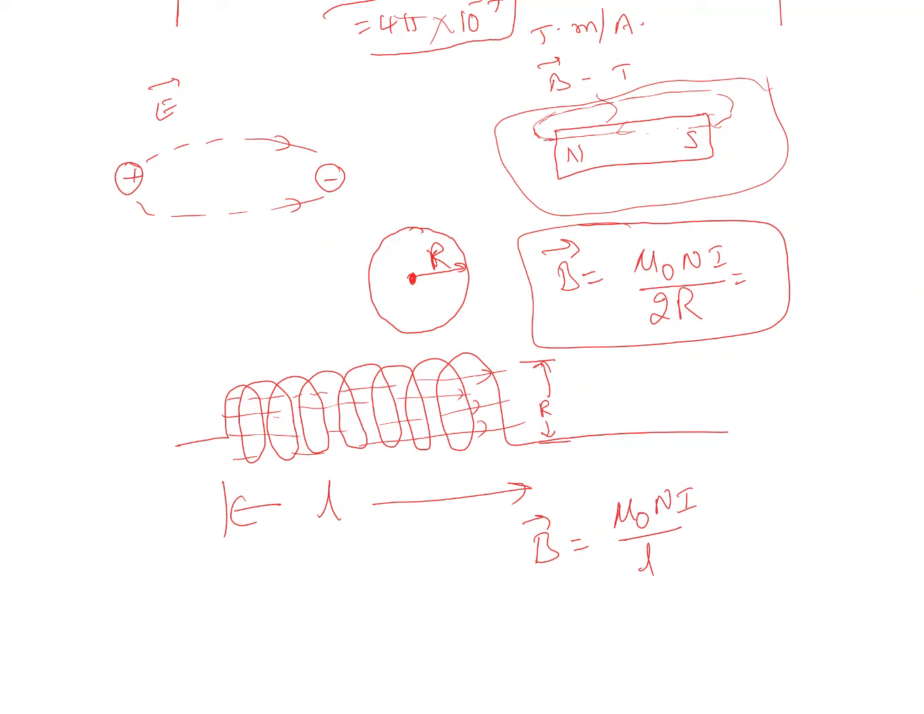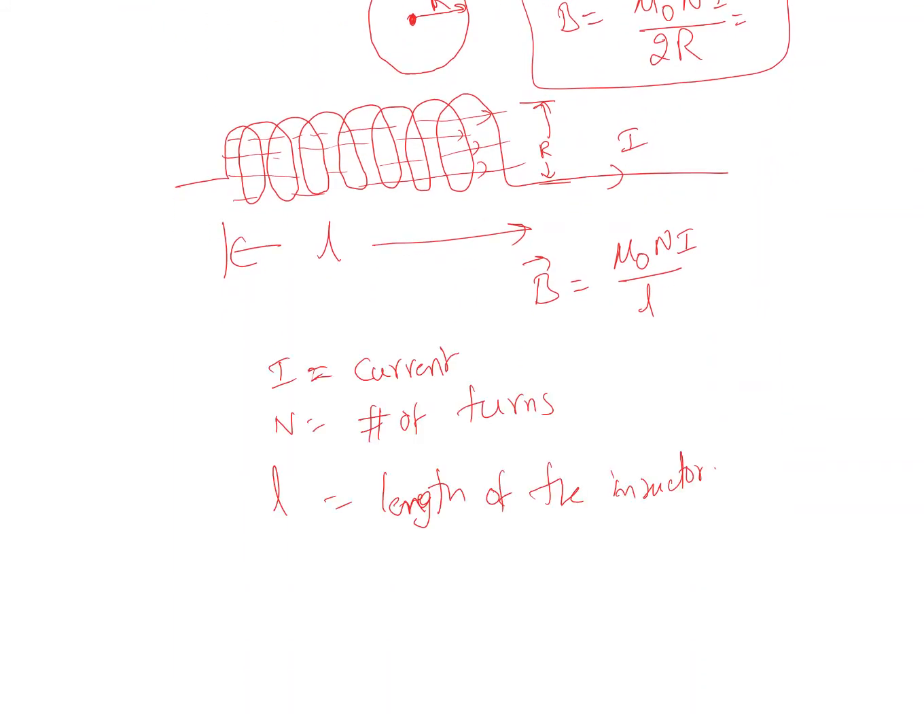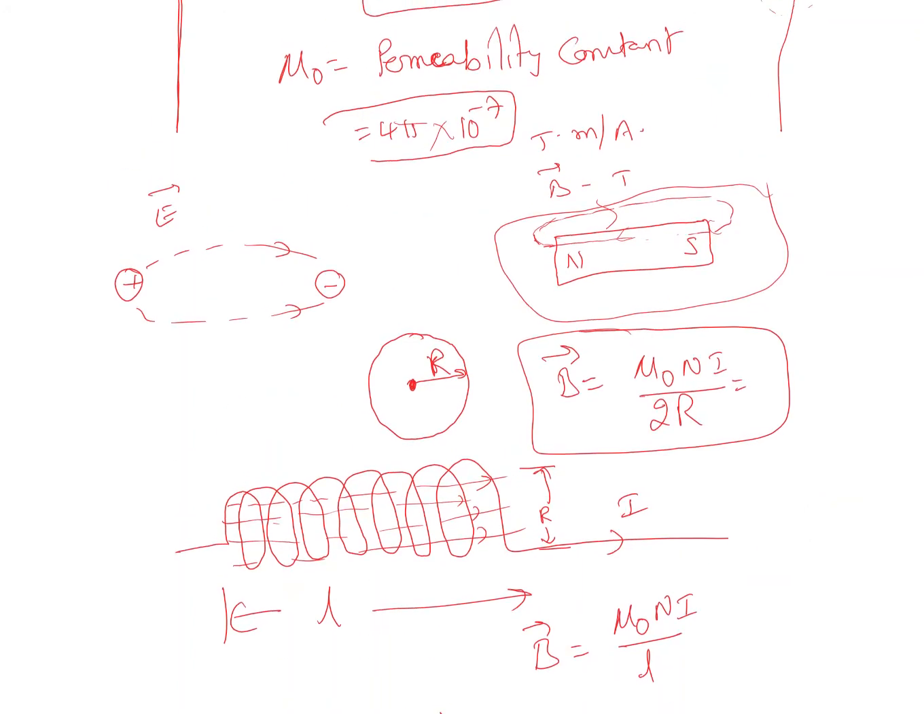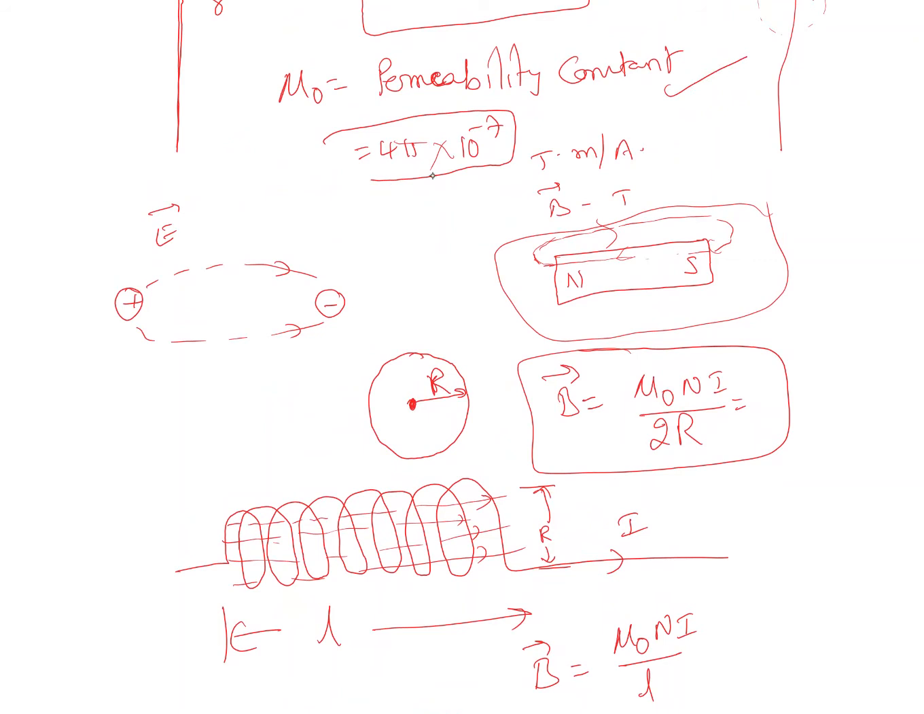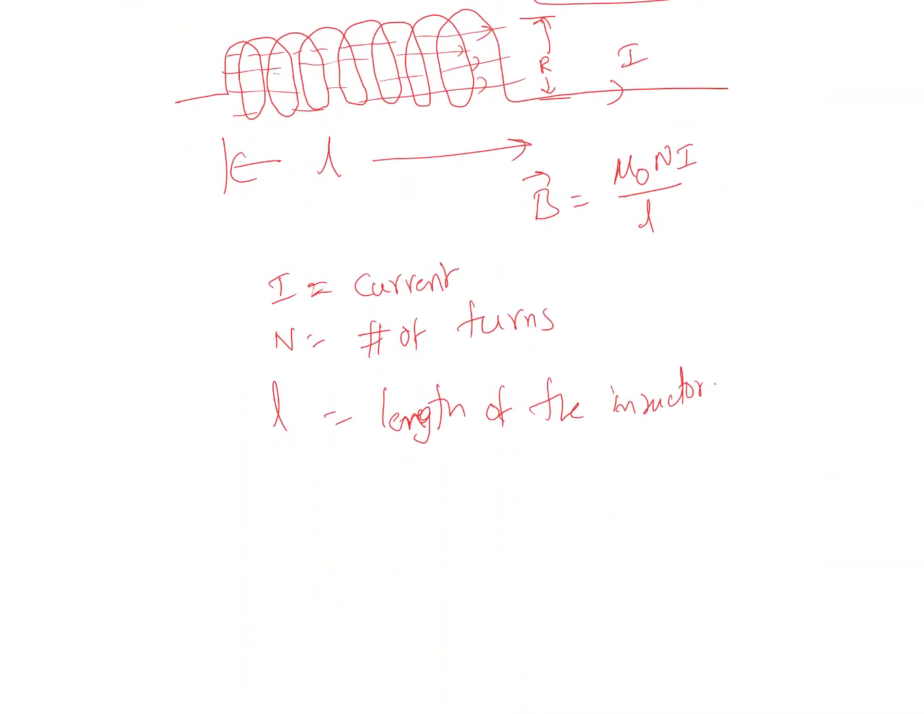Okay, n is the number of turns, and I is the current passing through this inductor. L is the length of the inductor, assuming there is no gap between each turn. Mu naught is a constant, the permeability constant, with a value of 4 pi times 10 to the power of minus 7. This coil we call a solenoid, also called an inductor.